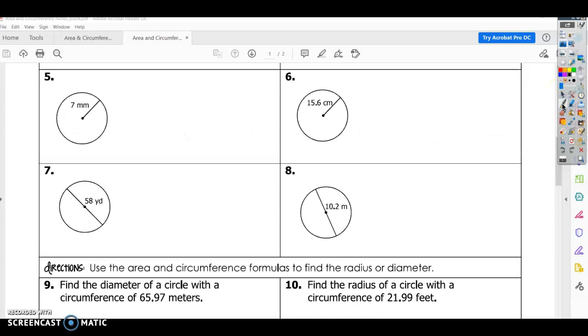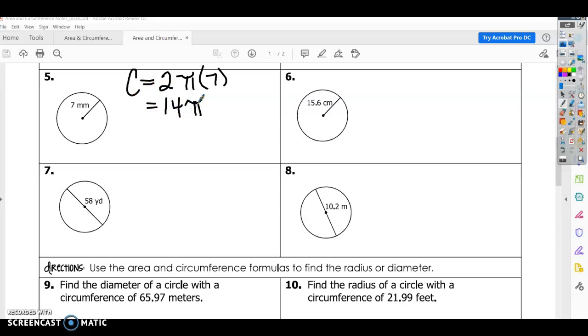All right, for 5 through 8, it said find the circumference. And remember, the circumference is 2 pi r, or pi times diameter. In number 5, we're given the radius, so we're going to do 2 pi r. So, all right, 2 times 7 is 14 pi.